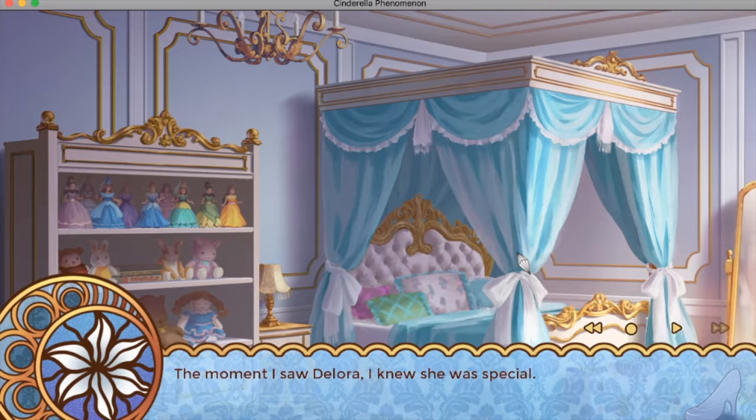The moment I saw Delora, I knew she was special. She was different, so elegant and realistic. It was almost as if she was breathing. She was a gift from the king on my 17th birthday. I only started receiving dolls from him when Mother passed away. Mother does not believe in birthday celebrations.